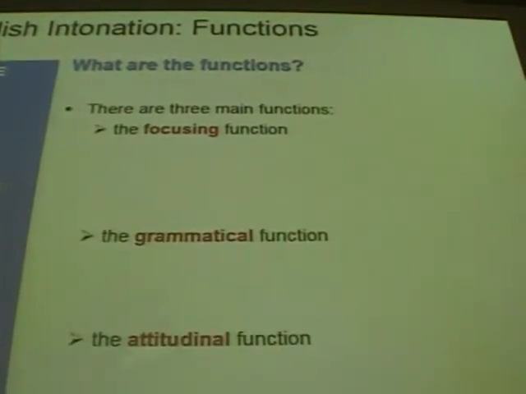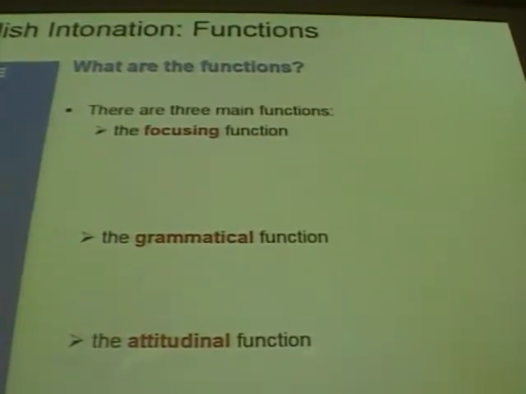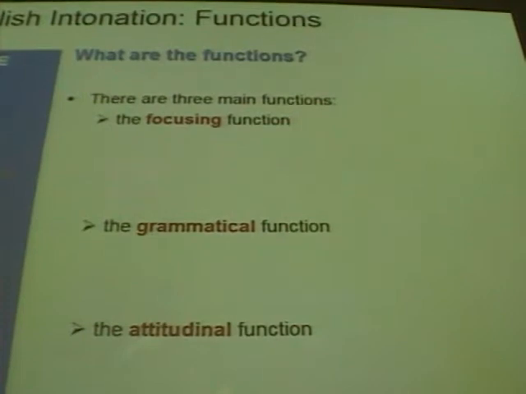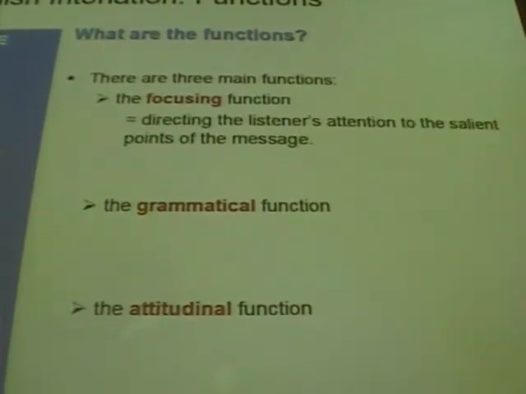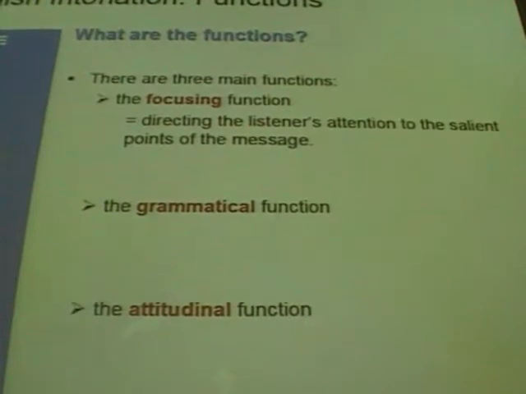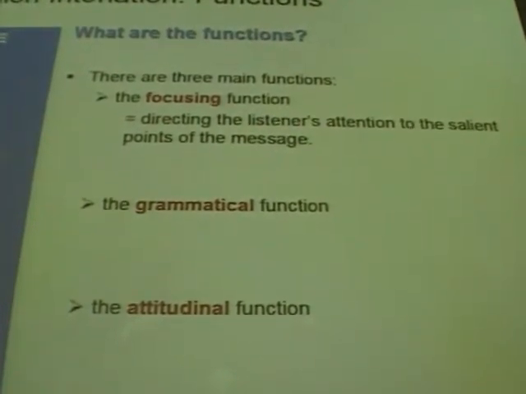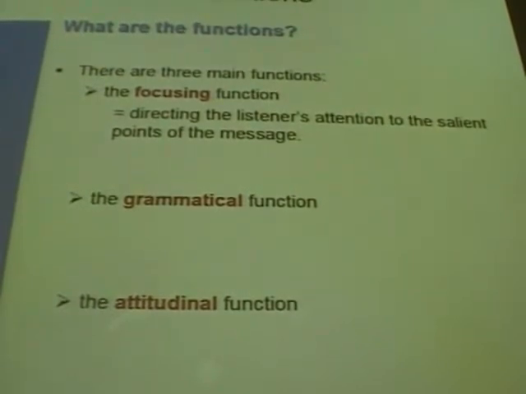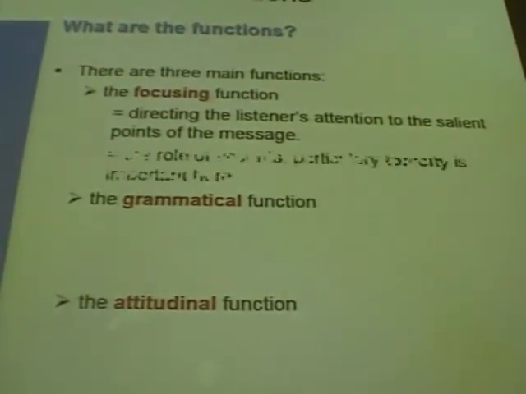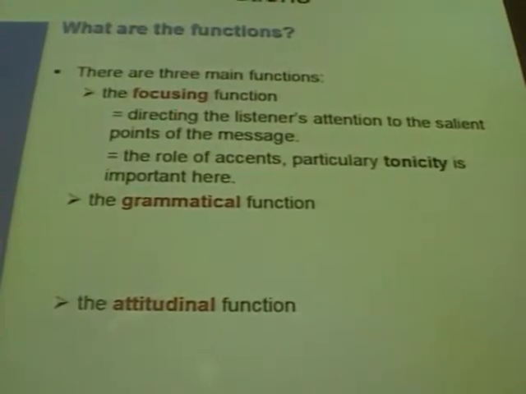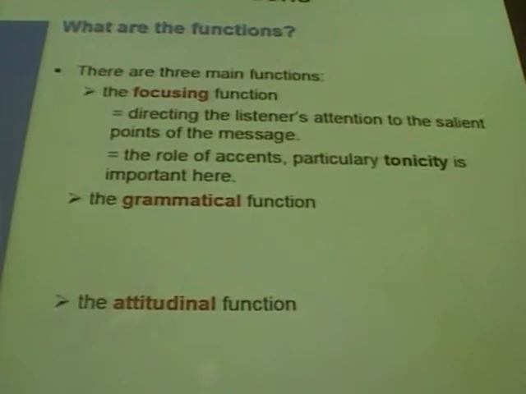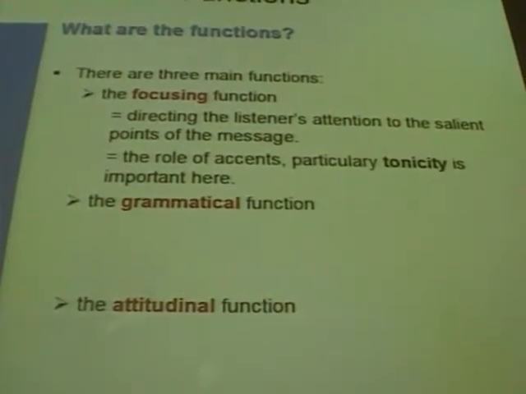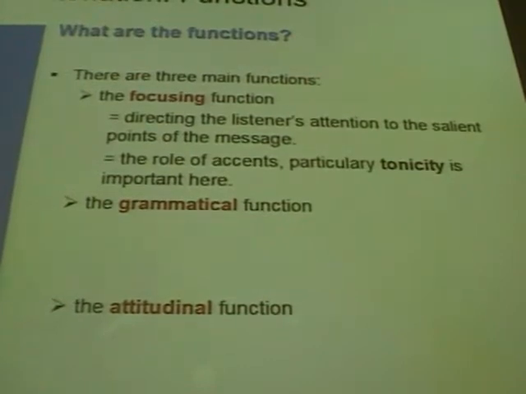Again, there are 3 main functions. There's what can be described as the focusing function, and then the grammatical function, and finally the attitudinal function. The focusing function is the way in which we use intonation to direct your attention, to make you concentrate on what's being said. So it's directing the listener's attention to the salient points, the important points of a message. And of the 3 T's, it's particularly tonicity that's going to be important here, because tonicity, as you know now, is one of the most important accents in an intonational phrase.